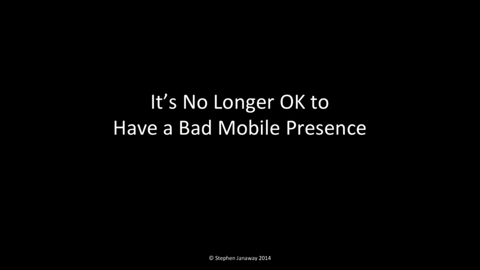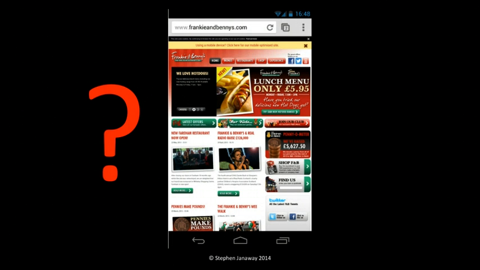Because it's no longer okay to have a bad mobile presence. Company reputation is really on the line here. And so you really need to make sure you don't have something like this. If I browse to something like this, and this may look quite big on your desktop screen as part of the webinar, but imagine I was using a 3.5-inch screen. It really wouldn't work very well.